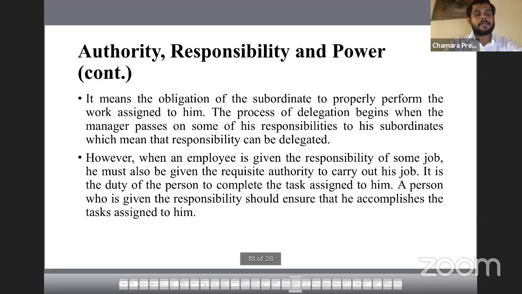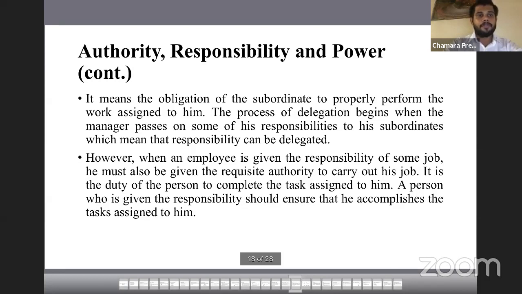So once he gives his authority and I'm responsible for that authority, that is my side, it is responsibility. Once he gives some command using his authority, and I'm responsible to do that, that is my obligation. Actually, I'm obliged to do that. So the process of delegation begins when the manager passes on some of his responsibilities to his subordinates, which means that responsibility can be delegated.